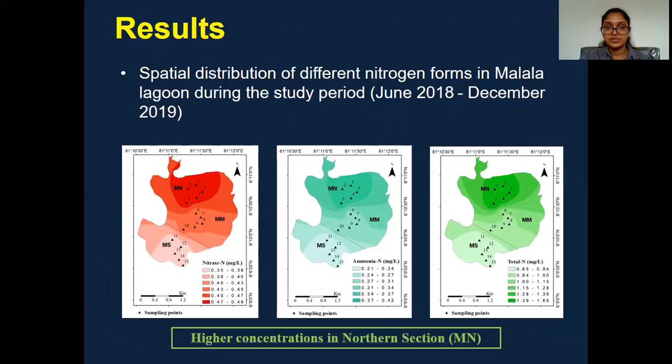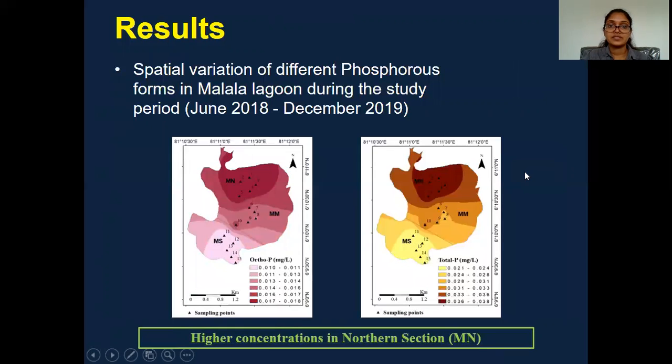This image shows the spatial distribution of different nitrogen forms in the Malala Lagoon during the study period. Here you can see that higher concentrations of all the nitrogen forms, like nitrate nitrogen, ammonia nitrogen, and total nitrogen, were recorded in the northern section of the lagoon. And this is the spatial variation of different phosphorus forms in the Malala Lagoon. And here also you can see that higher concentrations of orthophosphates and total phosphates were recorded in the northern section of the lagoon.